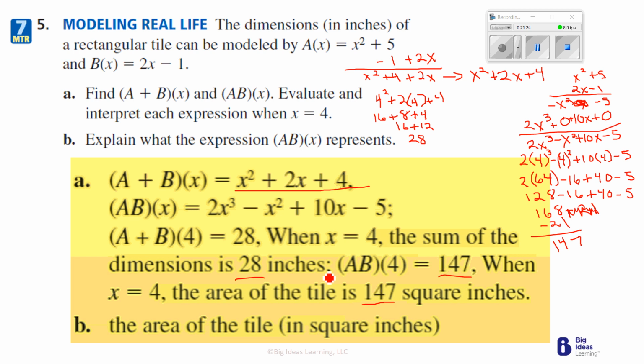And the sum of the dimensions is 28. Now it says, explain what the expression (ab)(x) represents. Well, that represents the area of the tile in square inches. All right, time to move on.